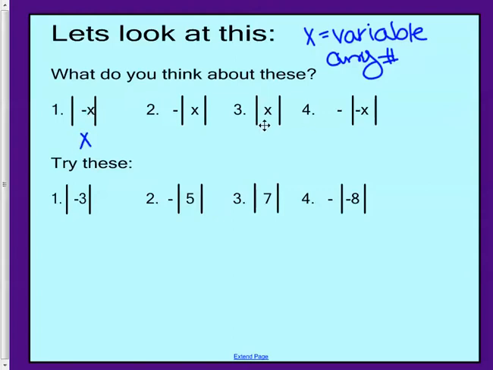Let's jump to number 3. An x inside an absolute value sign is still x. Okay, let's not worry about this sign right now. If the x is in the absolute value, it's just x. We know that from 1 and 3. If then I tell you that it's actually a negative, then the negative sign goes on the outside. This is the negative absolute value.